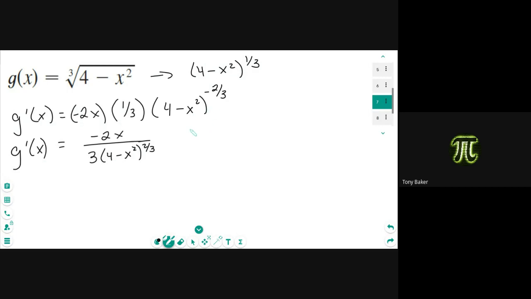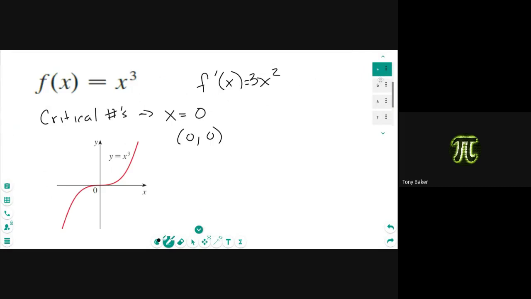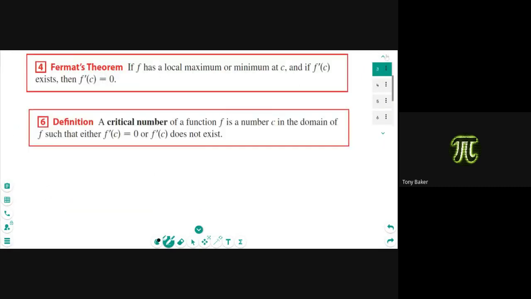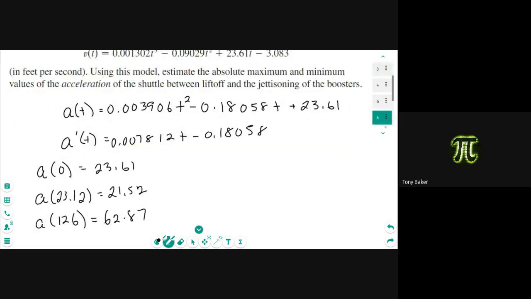To make this equal to 0, I'm just looking at the top, right? So negative 2x equals 0, so x equals 0. That's one of them. Are there any other critical values? When we were originally looking at this, that's what we focused on so far, but where the function does not exist is needed as well.